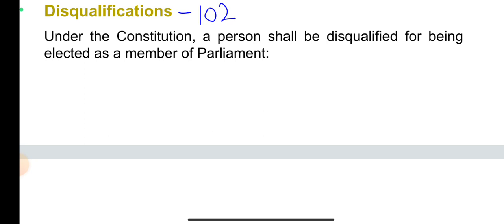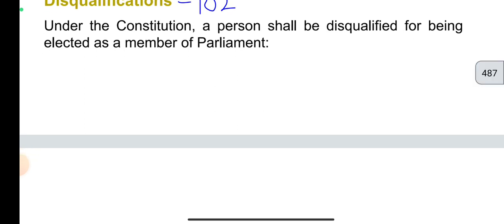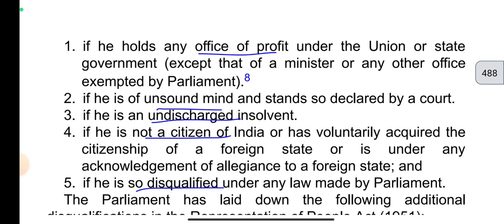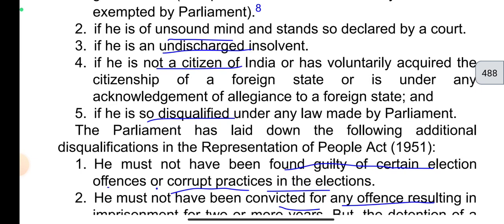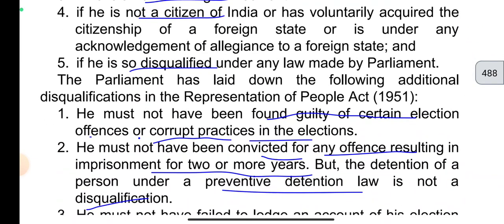Now, disqualifications. Under the Constitution, a person shall be disqualified for being elected as a member of Parliament if he holds any office of profit under the union or state government, except that of a minister or any other office exempted by Parliament; if he is of unsound mind and stands so declared by a court; if he is an undischarged insolvent; if he is not a citizen of India or has voluntarily acquired the citizenship of a foreign state or is under any acknowledgement of allegiance to a foreign state; and if he is so disqualified under any law made by Parliament.